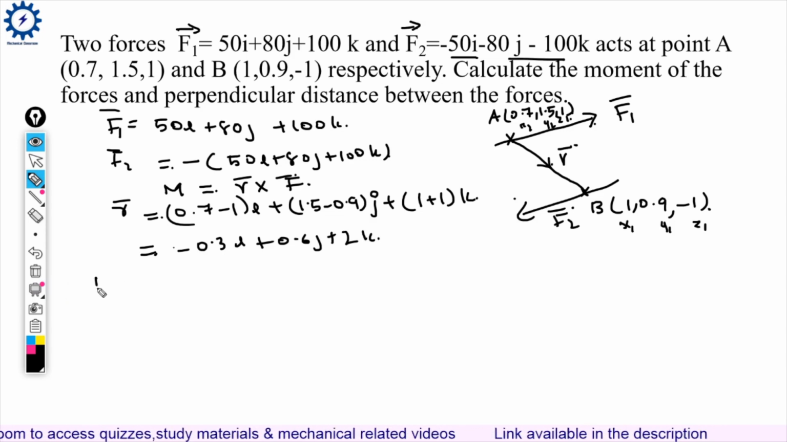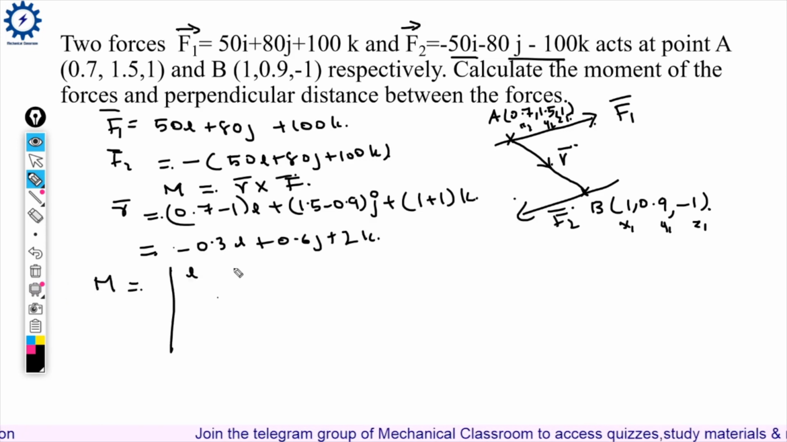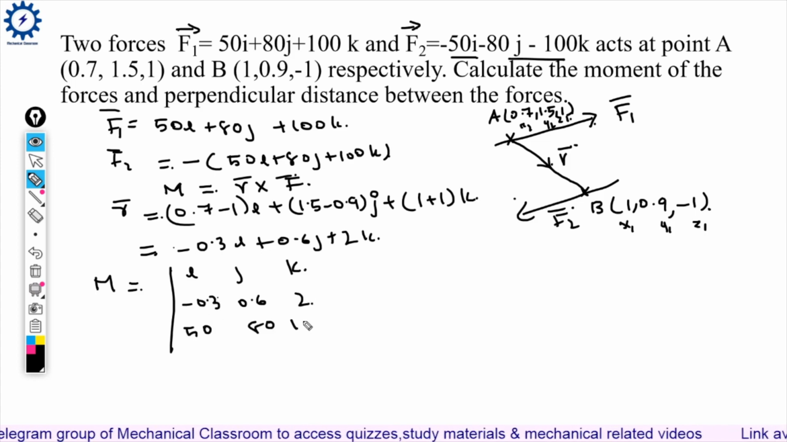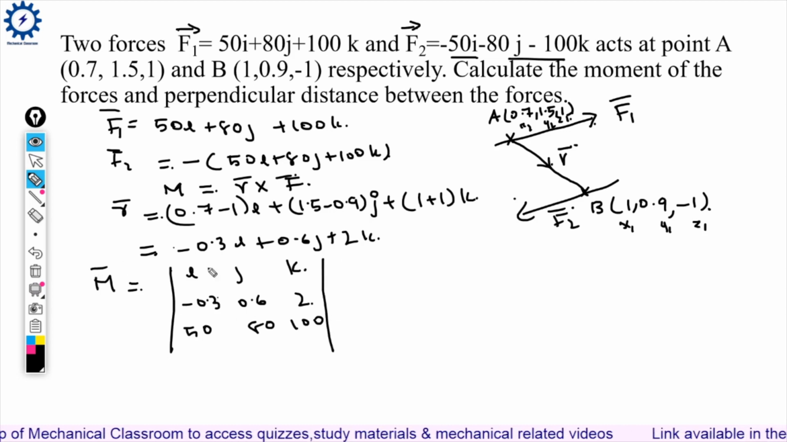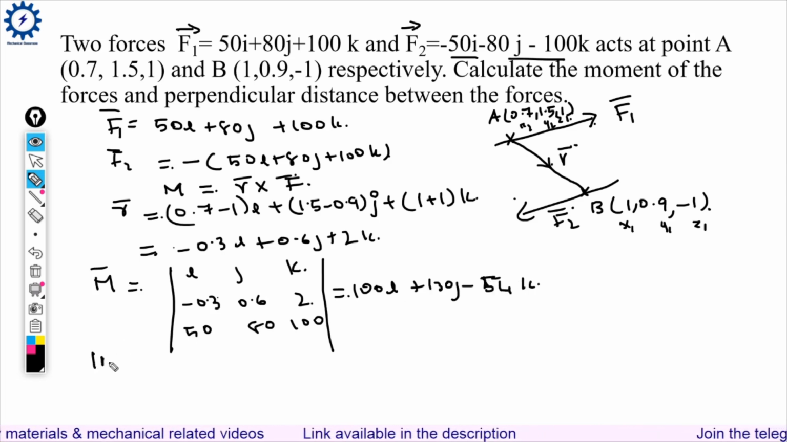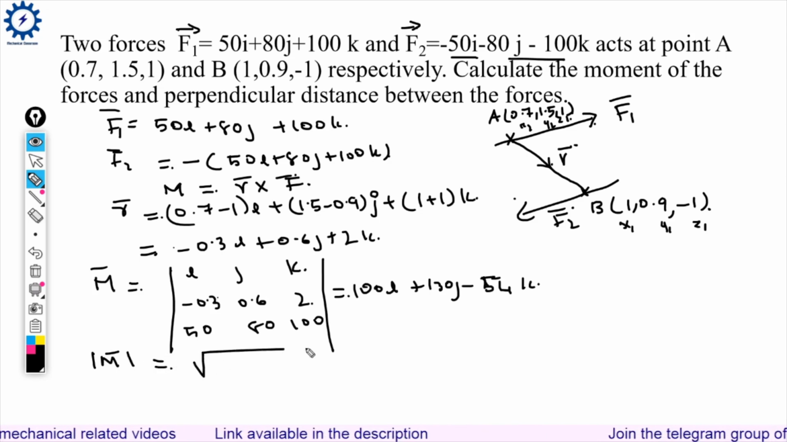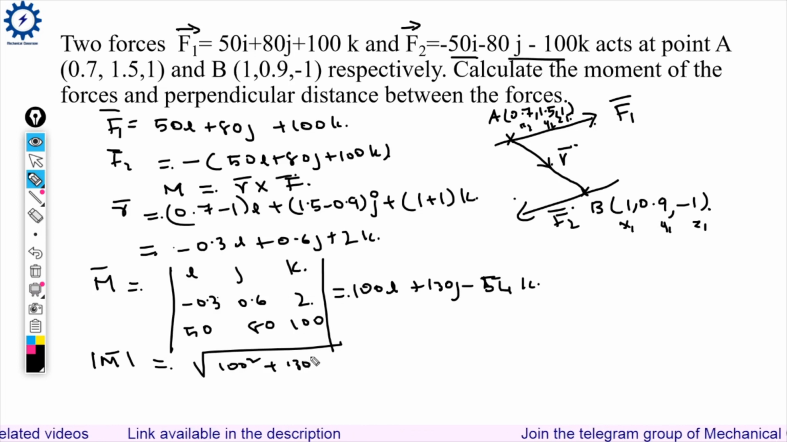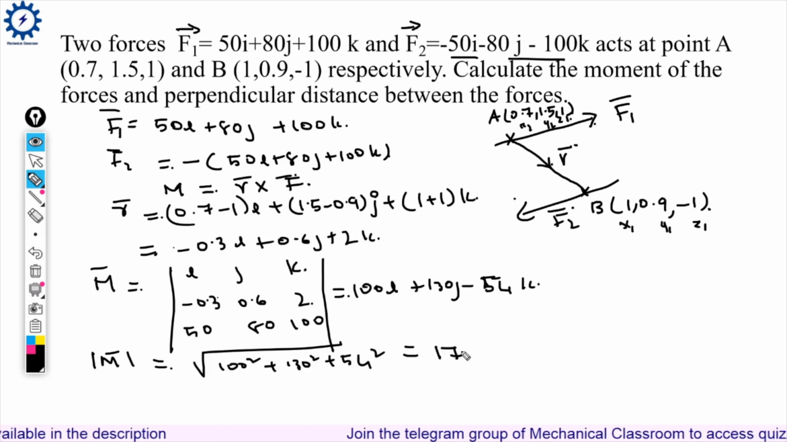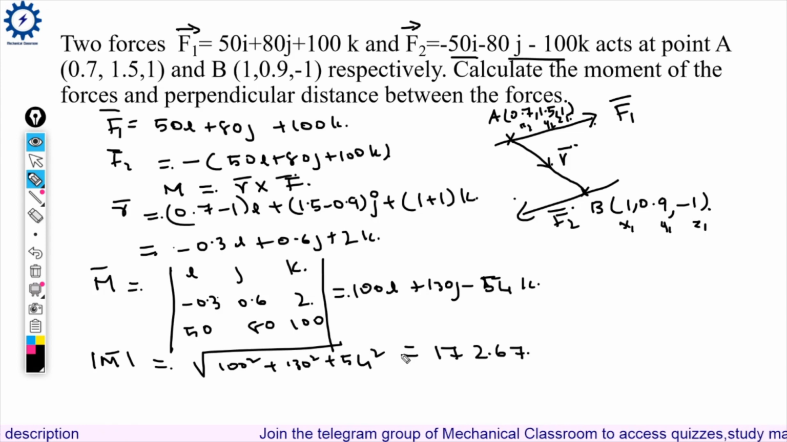So, what is the moment? Moment equal to R cross F: i j k, minus 0.3, 0.6, 2, 50, 80, 100. You will be getting the moment as 100i plus 130j minus 54k. So what is the magnitude of the moment? Magnitude of moment equal to root of 100 square plus 130 square plus 54 square, whose value is 172.67. Okay.